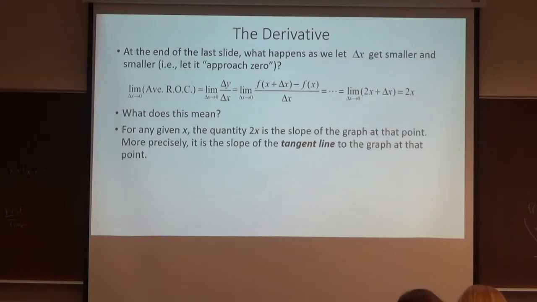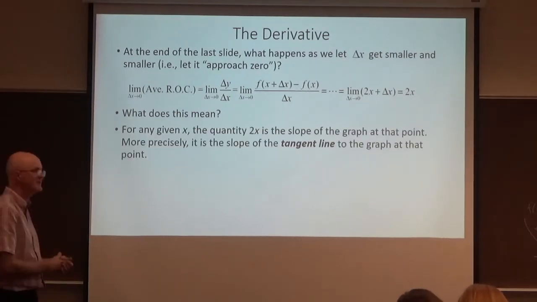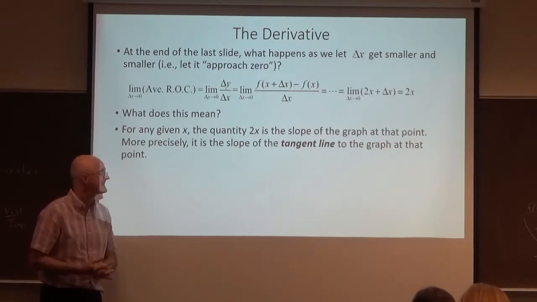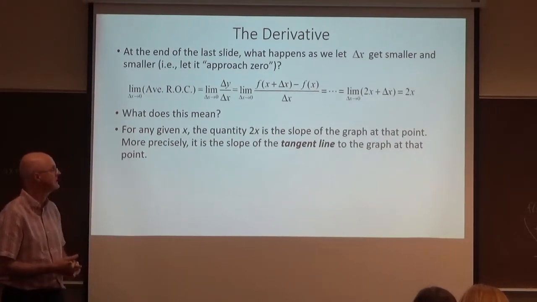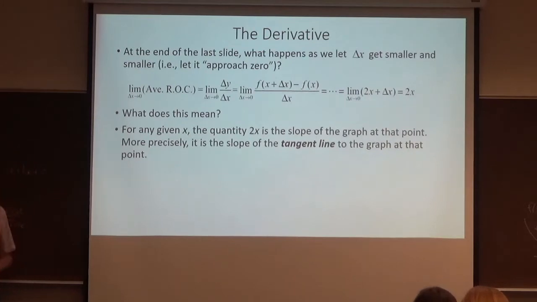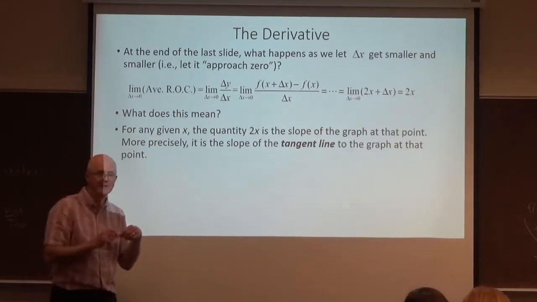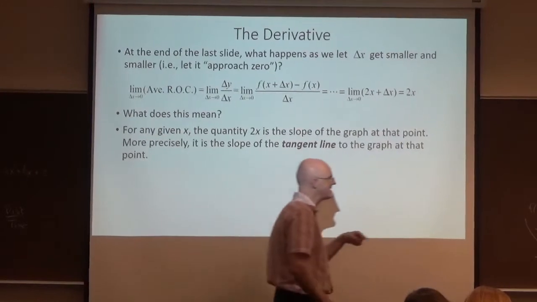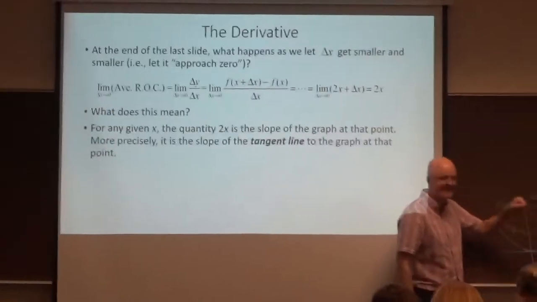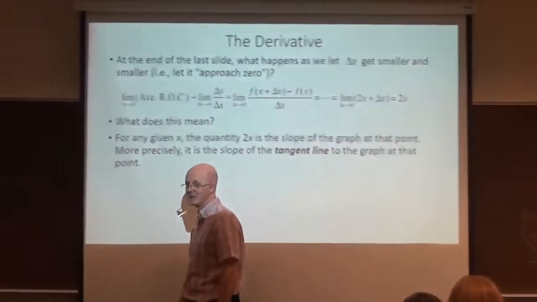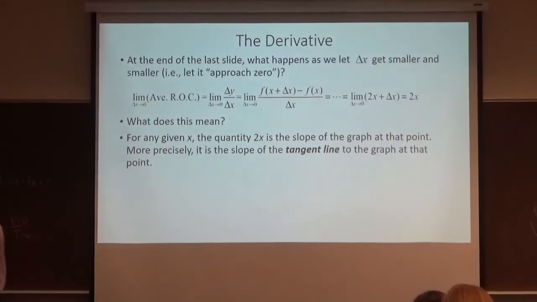For any given x like 3, exactly what I just said, the quantity 2x is the slope of the graph at that point. More precisely, it's the slope of its tangent line at that point. Not a secant line, but tangent. It's just touching your curve at one point. Tangent essentially means to kiss. So the curve and this line are just kissing at that one point. That's what the word tangent means, literally.